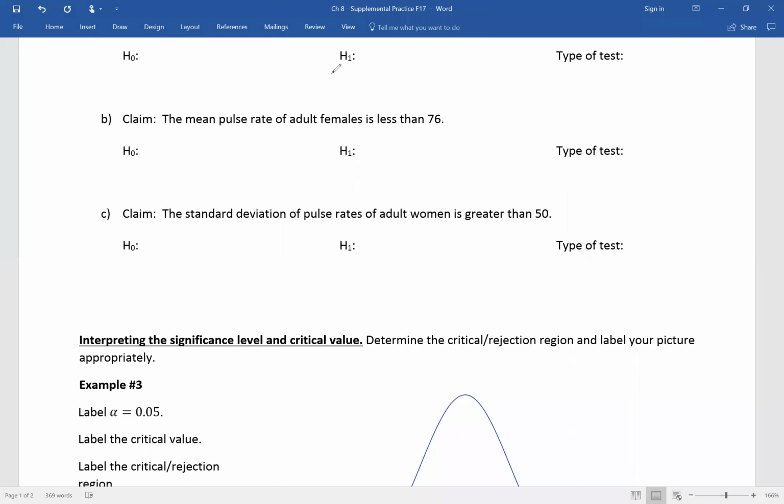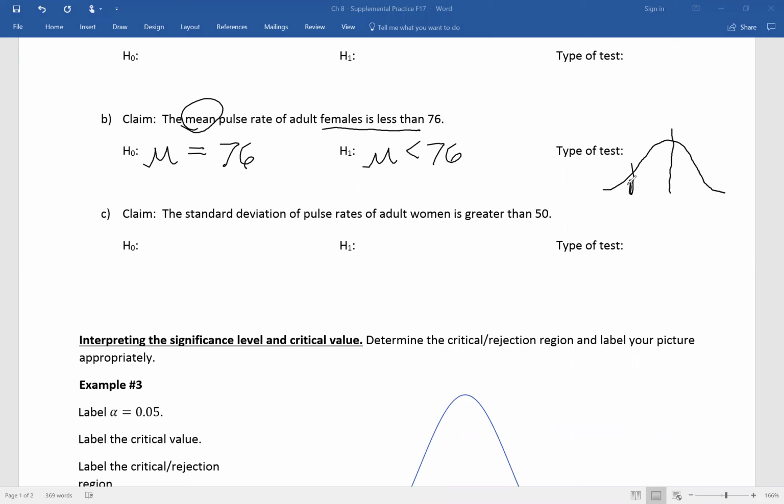The next claim says the mean pulse rate of adult females is less than 76. So we're talking about the mean, so we'll use the population symbol for the mean. The null is always the equal to, so we're going to start out assuming it's equal to 76, and our alternative is that it's less than 76. So this is a left-tailed test. If those differences get too small, too negative, we're going to reject our claim that the pulse rates equal 76, and we'll go with the alternative, that they're less than 76.